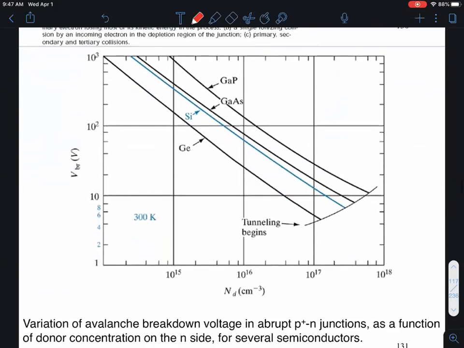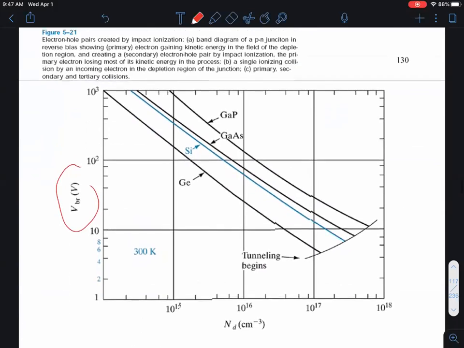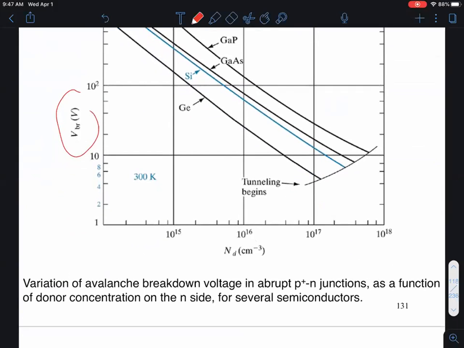Now, these breakdown voltages, either through Zener tunneling mechanism or this impact ionization or avalanche breakdown, are plotted over here for what are called one-sided abrupt junctions. Okay, one-sided abrupt.